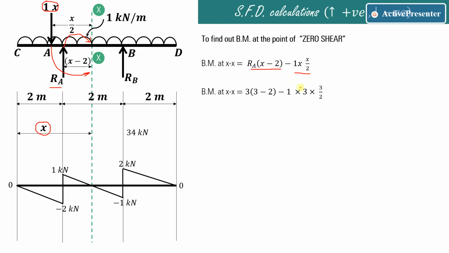So minus 1 into x by 2. Now substitute the value of RA. RA is 3, x is also 3. So 1 into x is 3, and this x is also 3. So if we solve, we'll get the value of bending moment at XX as minus 1.5 kilonewton meter.